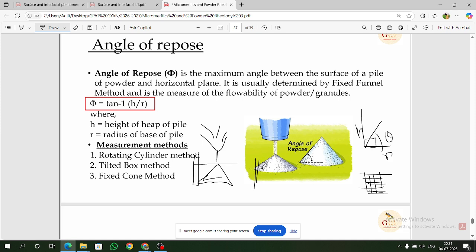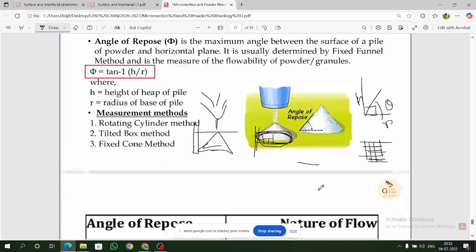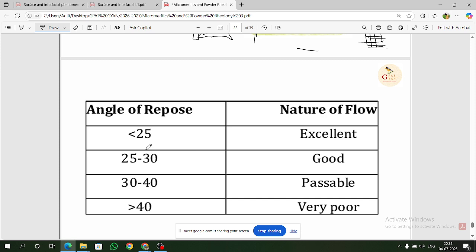So what is the advantage of the graph paper? From there you get a circular shape, so you can determine the radius. If you get the circular structure from that pile of powder, you can easily calculate the radius, right? So if you get radius and height, from that you can determine tan theta, or the theta value. According to the theta value you can determine all those things.